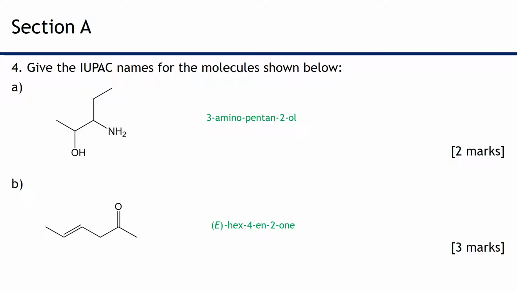In the first question here, it was worth 2 marks, so that's roughly half a mark for each main part of the name. And in part B, it's worth 3 marks. There is 1 mark for identifying the stereochemistry, and then again about half a mark for each other part of the name there.